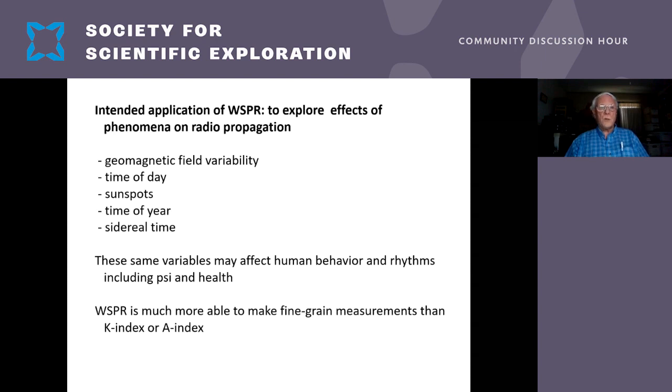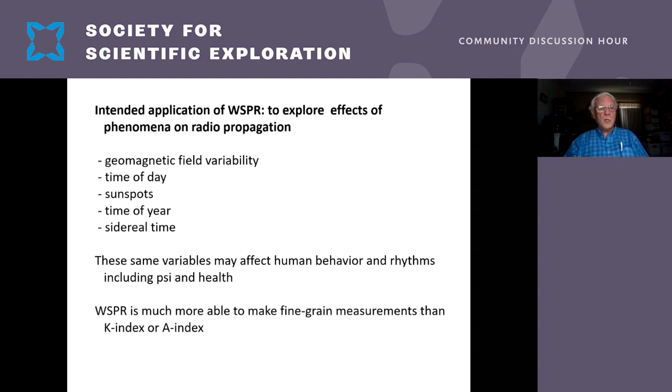The big advantage of WSPR is that it is able to make fine-grained measurements, much finer than what are called the K-index and A-index. Most of you probably don't know what those are, but these are ways of measuring geomagnetic storms, and they are done in 3-hour intervals. So the finest grain you can get is within 3 hours. WSPR is typically running a signal every 10 minutes. You can actually set it to run a signal every 2 minutes, although that tends to clog up the band a little bit, so most people only run it every 10 minutes to allow more space for more stations. But you can get measurements as fine-grained as every 2 minutes instead of every 3 hours.